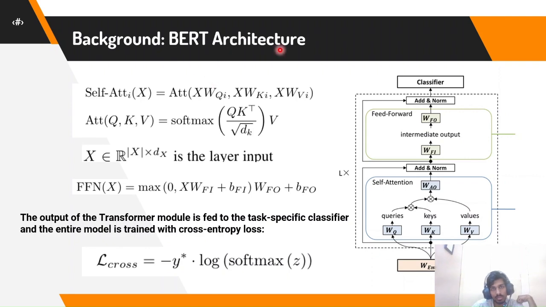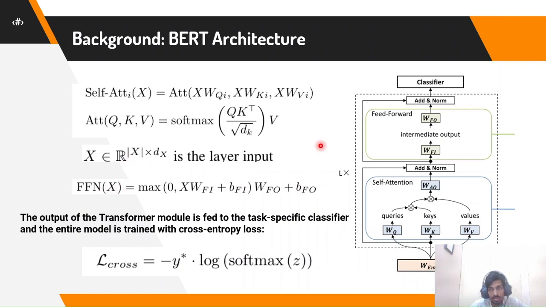It's just the background of the BERT architecture. As we can see, the self attention is applied to X with WQi, WKi, WVi. Attention of Q, K, V is the softmax of QK transpose divided by root of dk. Now X is the layer input which is coming after combining with the embedding matrix.